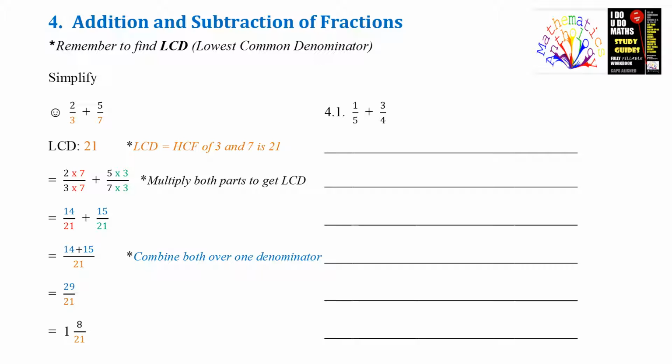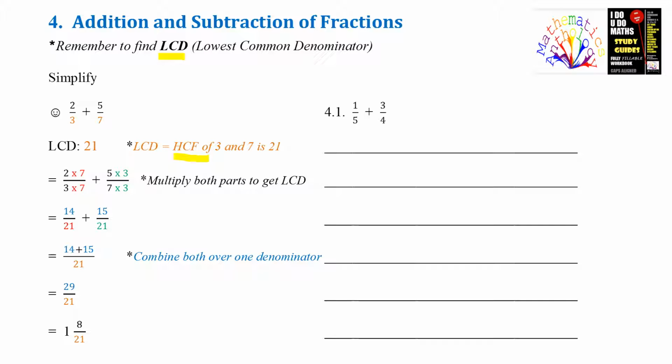Let's now look at addition and subtraction of fractions. Remember to find the LCD, which is the lowest common denominator. So the first example here, let's add 2 over 3 plus 5 over 7. Remember, we need to find the LCD. So the denominators here, 3 and 7, our lowest common denominator is 21. You get 21 by finding the HCF of both the denominators. So it's the HCF of 3 and 7. We did this earlier. You can work that out and you will get an answer of 21. So 21 will be your LCD.